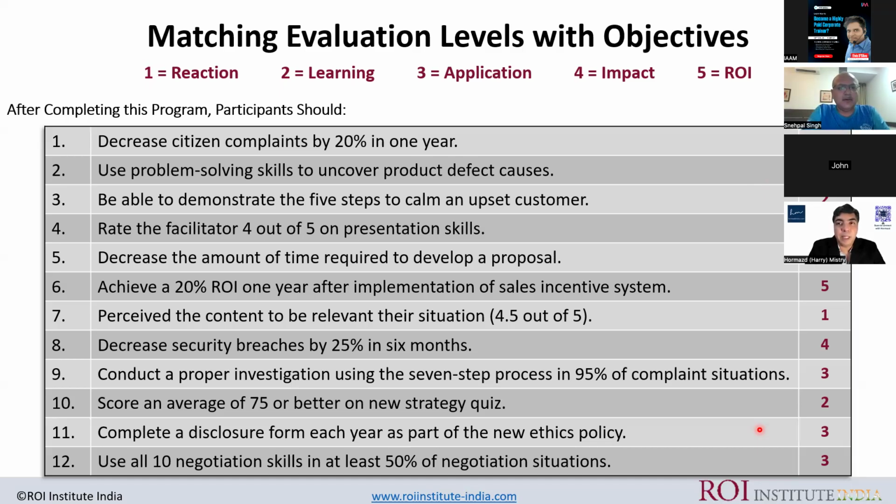Right. It all depends on how you're aligning your program. Is your program designed as a one-time intervention, or are you designing that one-time intervention with a thought about what's the business impact that it's going to deliver?